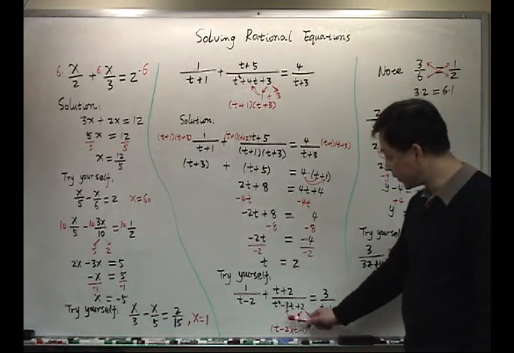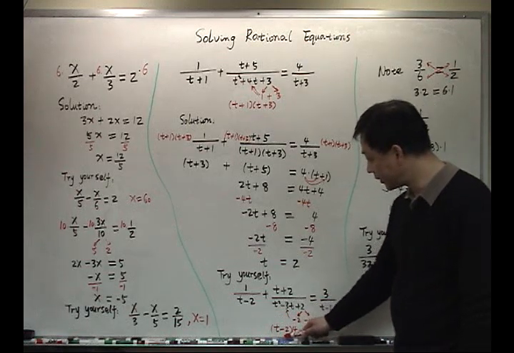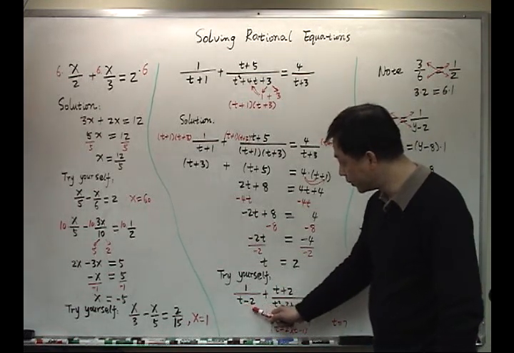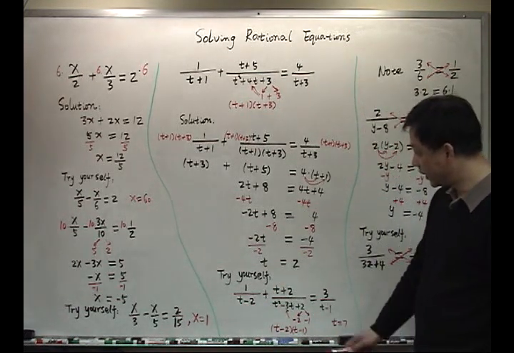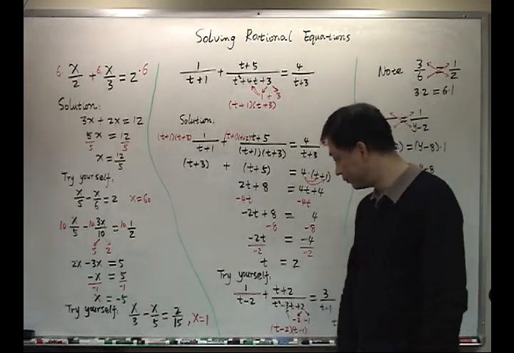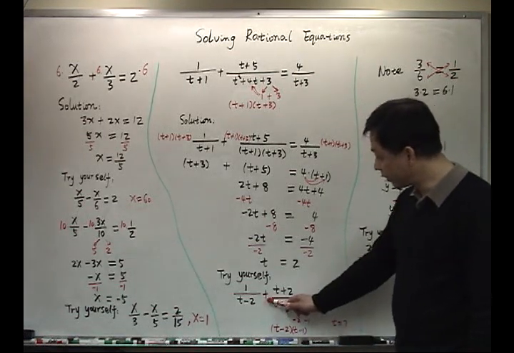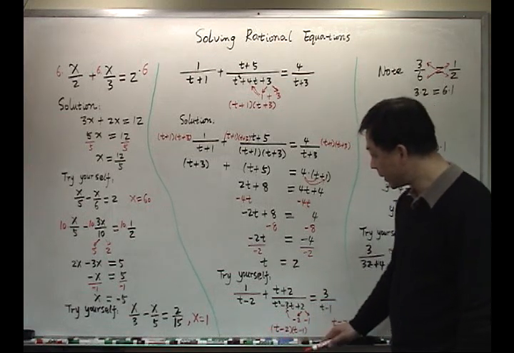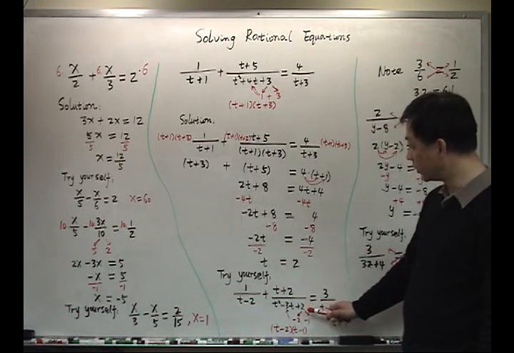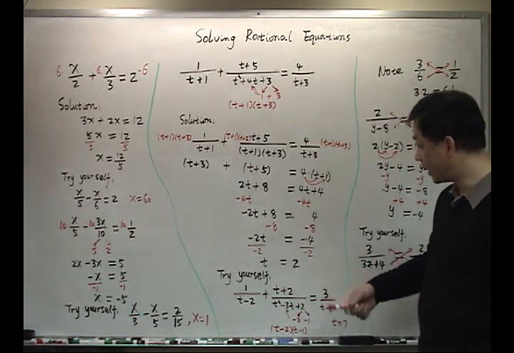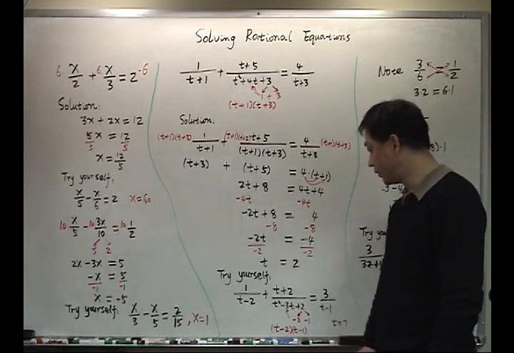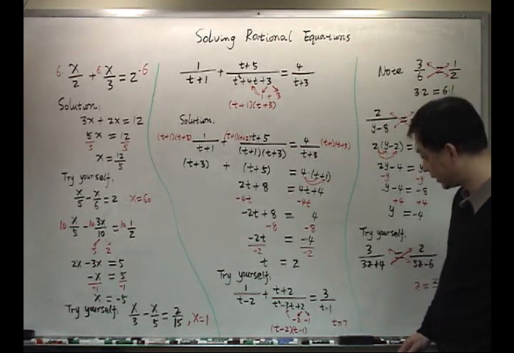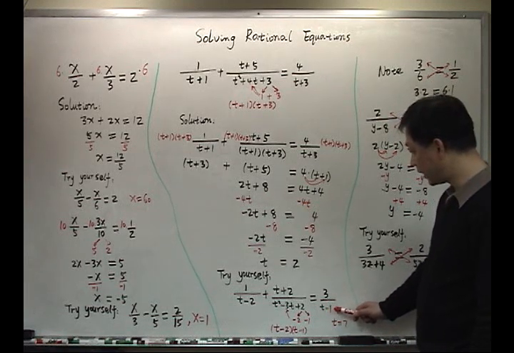Multiply both sides by this big denominator, t minus 2 times t minus 1. So you have some cancellations: t minus 2 cancels right here, and you have t minus 1 for this term. And for this one, the whole thing multiplied by t minus 2, t minus 1, the denominator cancels with the upstairs factors. So you have t plus 2 left over, and here equals 3 times t minus 1 downstairs.